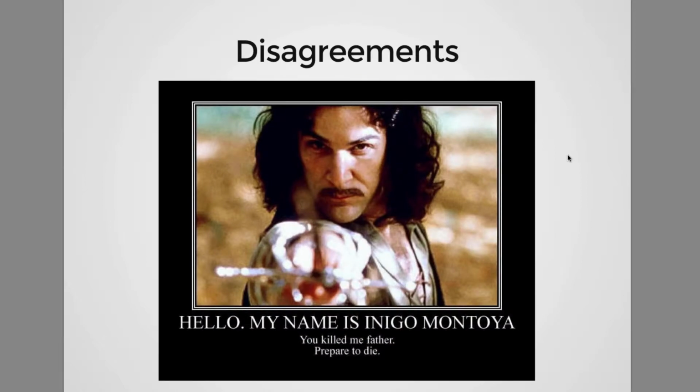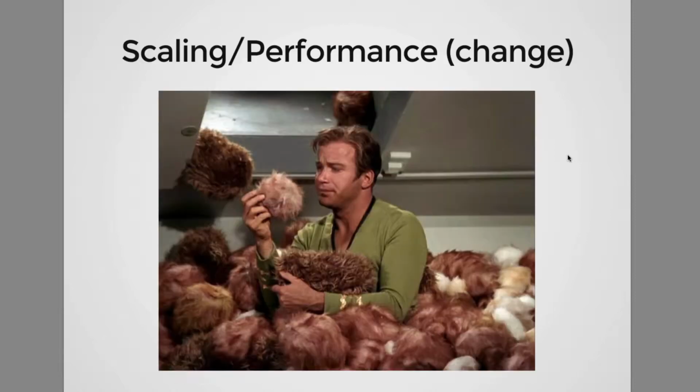Disagreements. You know, Inigo Montoya: you clobbered my father, prepare to die. We don't want that. We want to be able to have my stuff and your stuff, and they coexist somehow.